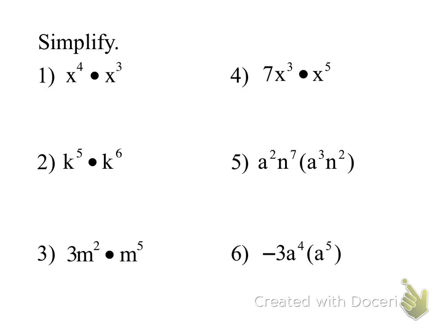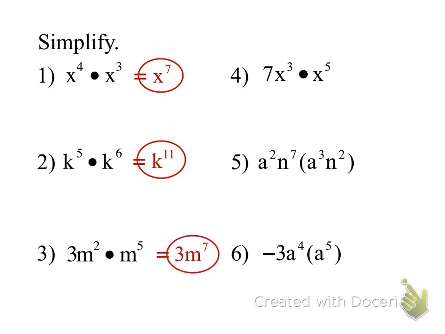All right, so now let's go through the next. Let's check number 1. What did you guys get? X to the 7. Number 2? Okay. Who can quietly raise their hand and tell me how we do number 4? What do we get for number 4? Elise? Seven x to the eighth power. Perfect.